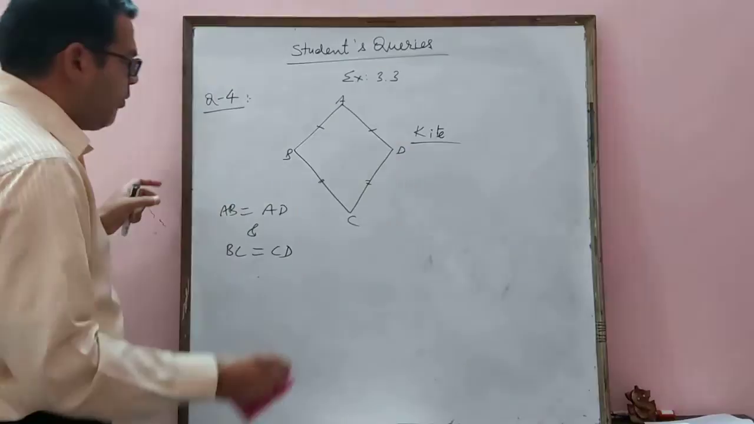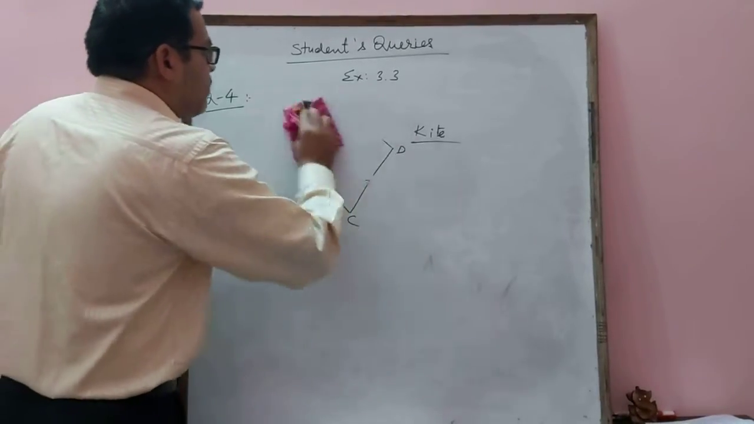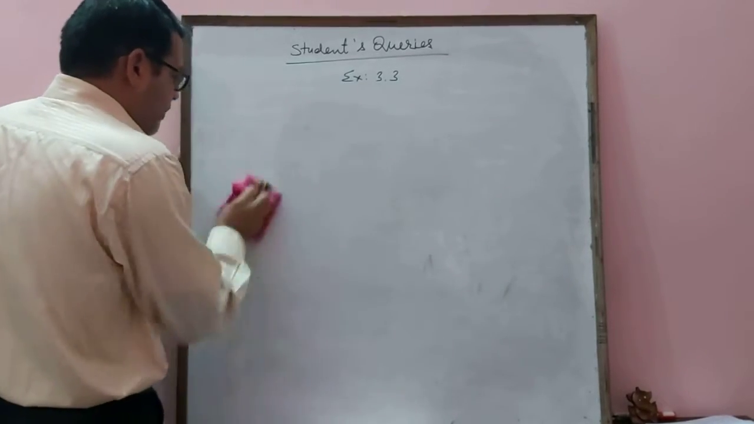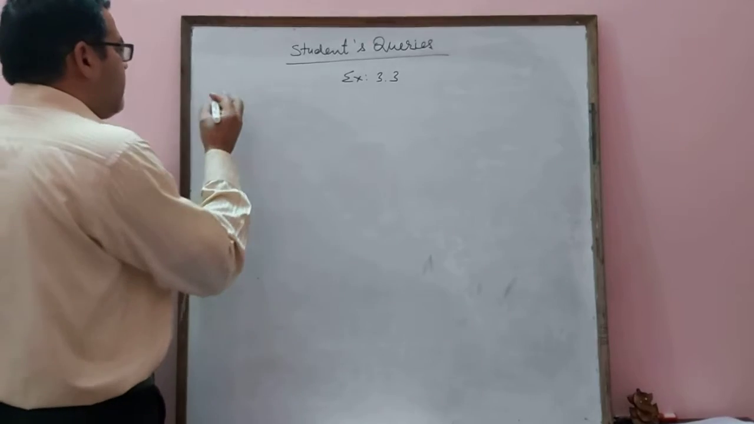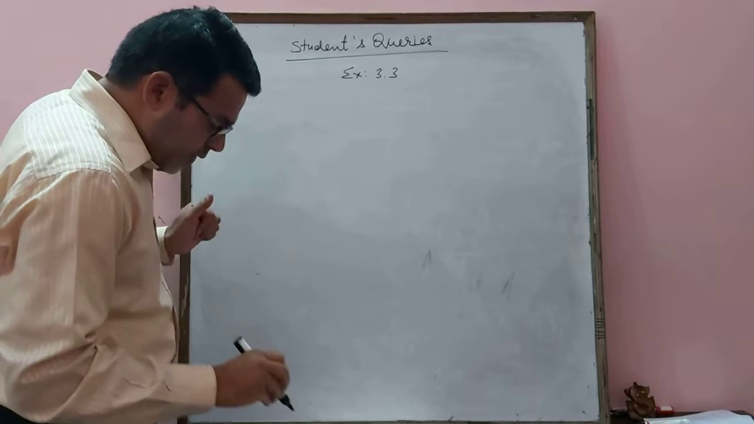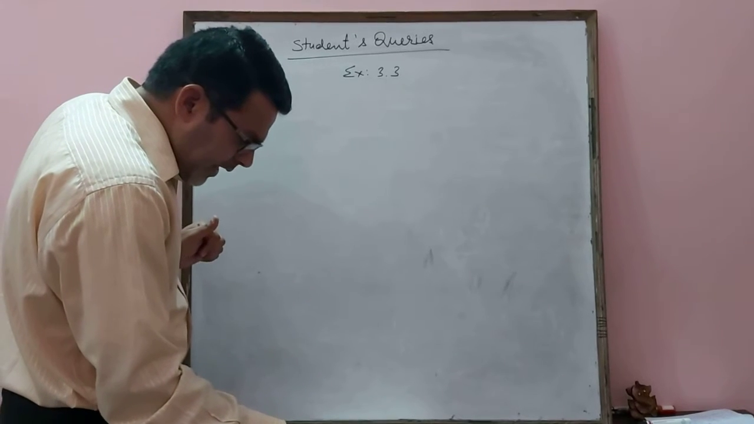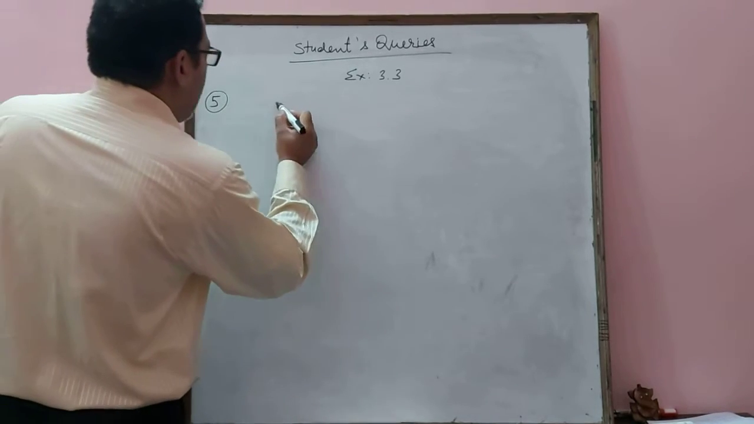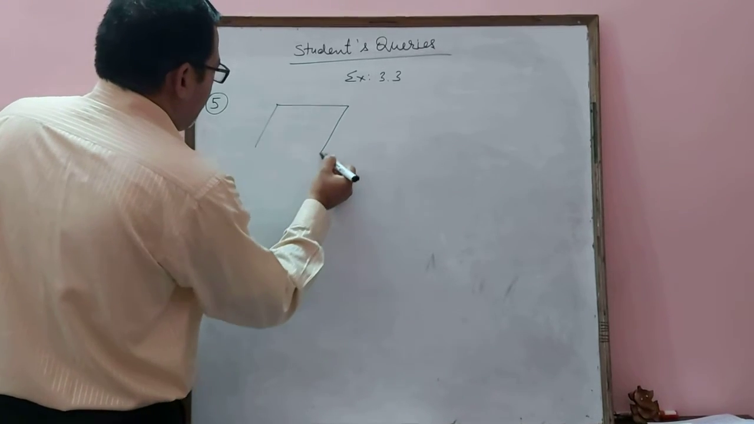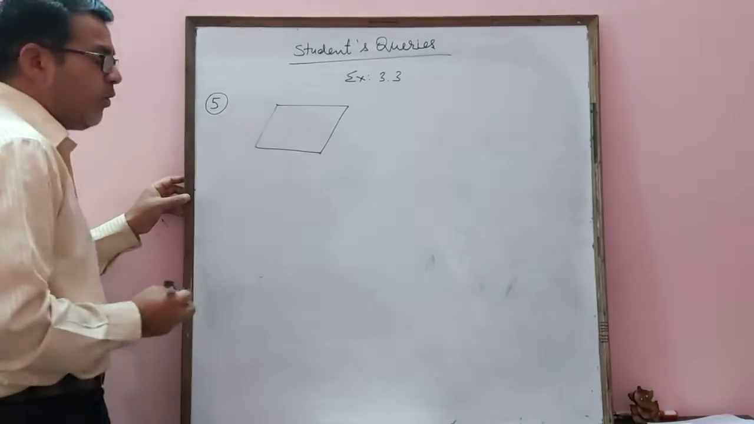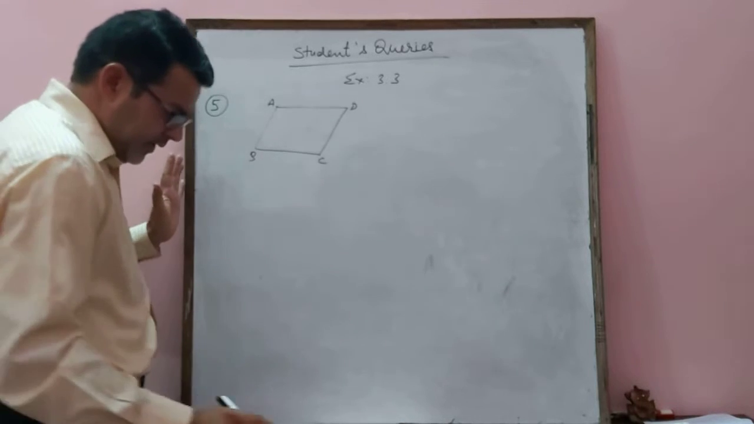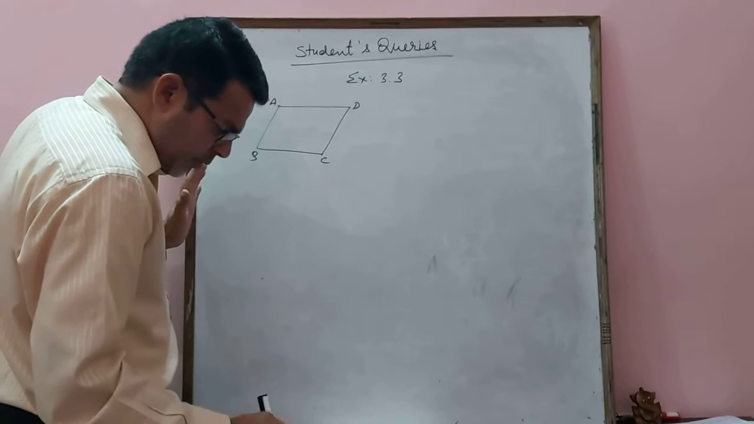Hope you understand. And one more student is facing problem in question number 5. He messaged me, sir, I am facing problem in question number 5. The question is, the measure of two adjacent angles of a parallelogram. Let me draw the parallelogram first. Suppose this is a parallelogram, A, B, C and D. These are the vertices of the parallelogram.